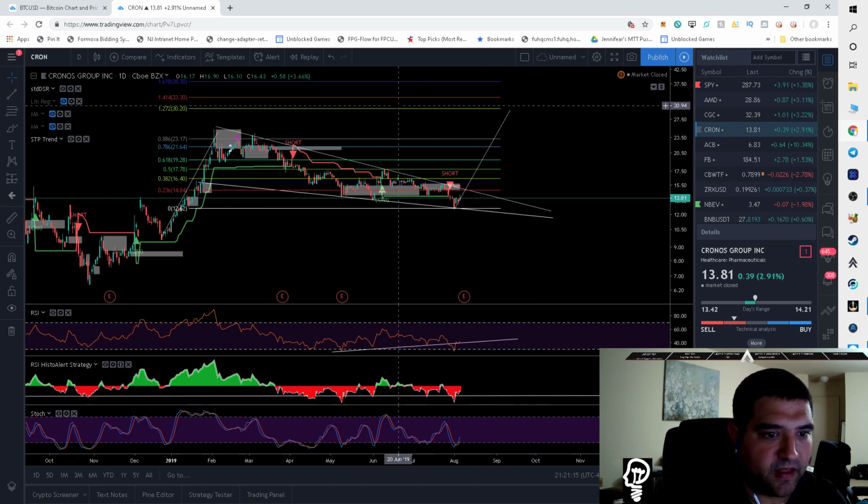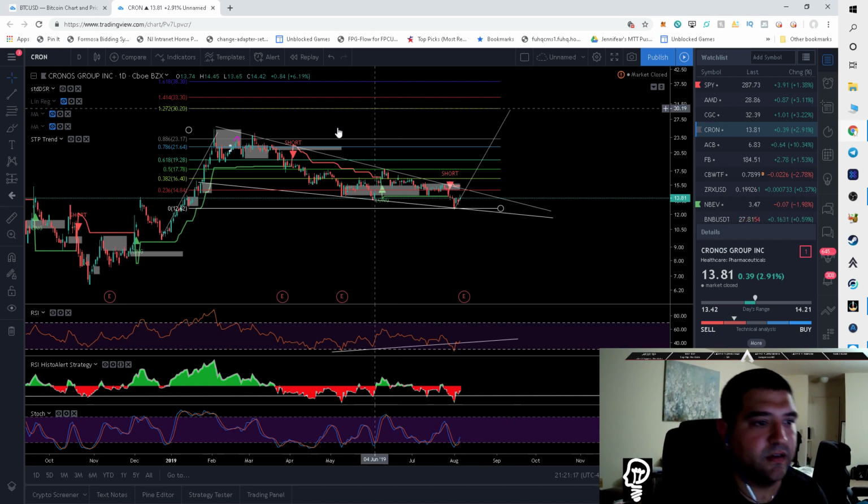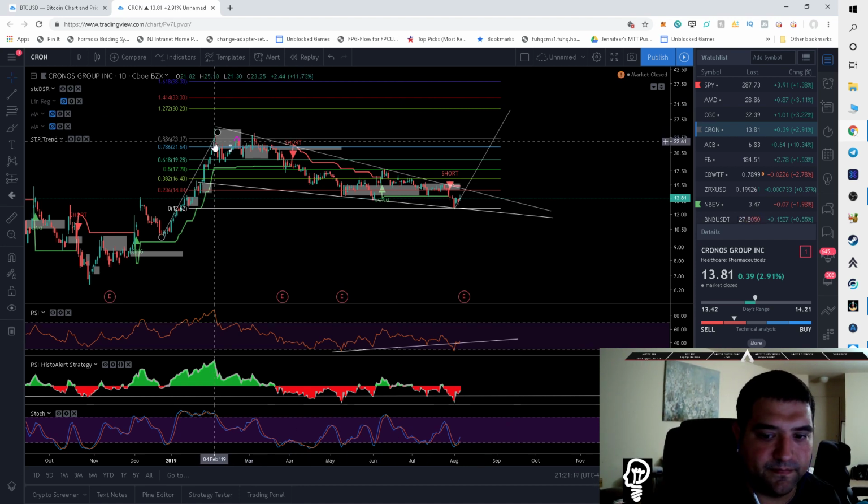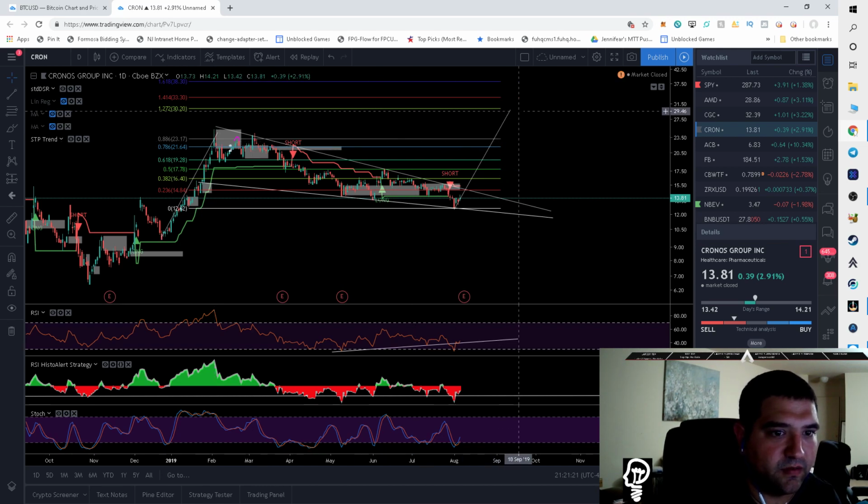Okay. Now this is obviously longer term. This move down took 6 months, so this move up could take around 6 months. Why not?